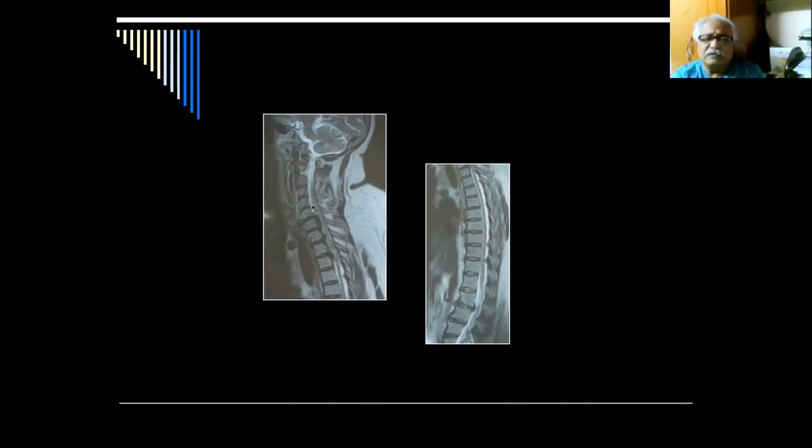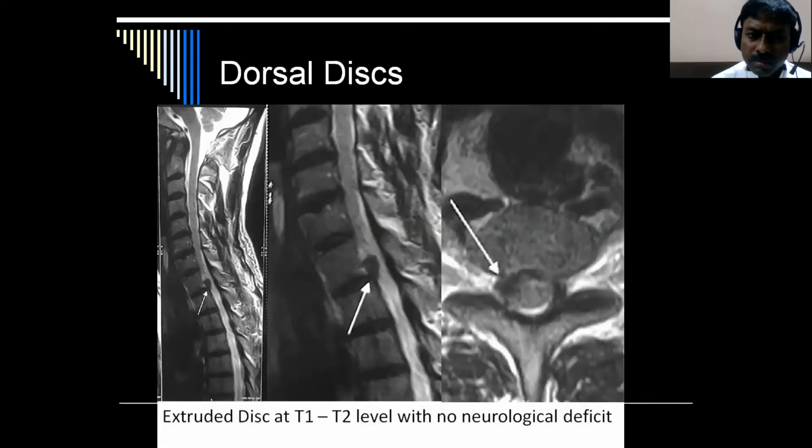Okay. Even in the cervical spine, you can say that there are multiple level discs. In the dorsal spine, there is a disc. Dorsal disc you can also diagnose. This is the superior migration of the dorsal disc.